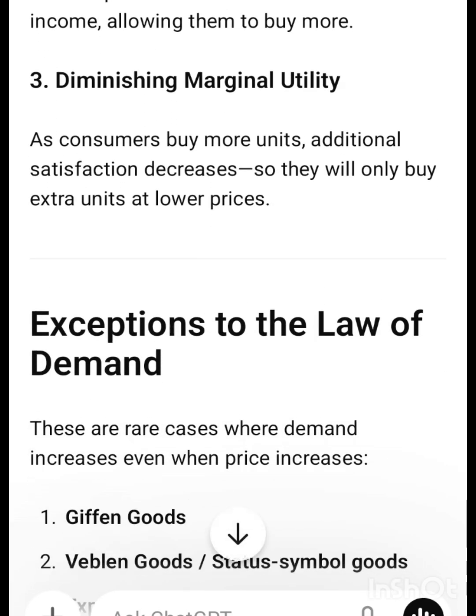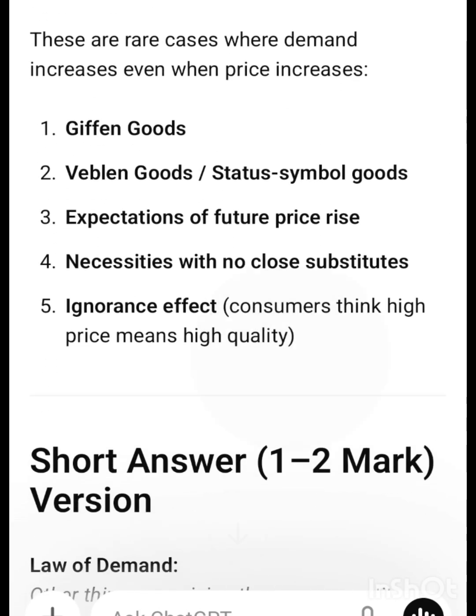So what are the exceptions to this basic law of demand? There are rare cases where demand increases when price increases. First one is Giffen goods. Second is Veblen or status symbol goods. Third one is expectation of future price rise. And fourth, necessities with no close substitutes. And fifth one is the ignorance effect, where consumers think high price means high quality.